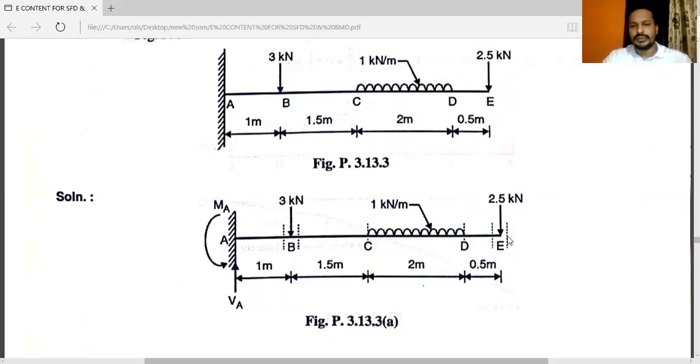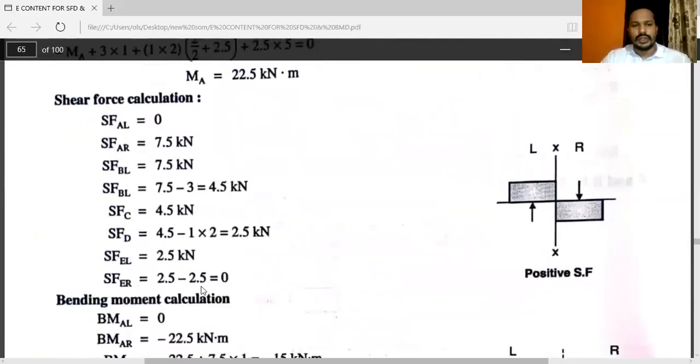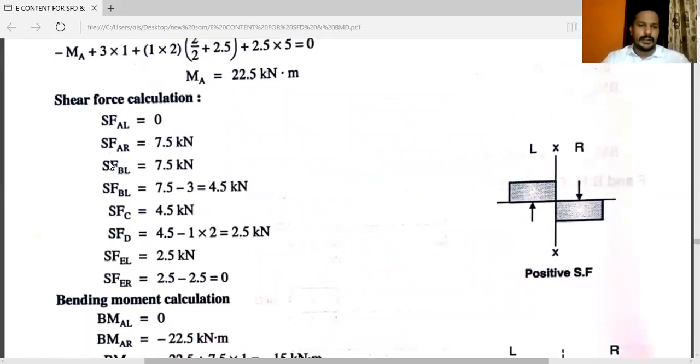Now in this case, VA minus 3 minus 2 minus 2.5. Definitely the answer will be 0. You can check this. Accordingly, you can calculate shear force at point A, at point B, at point C, at point D, at point E. Here you will get all the values for shear forces.